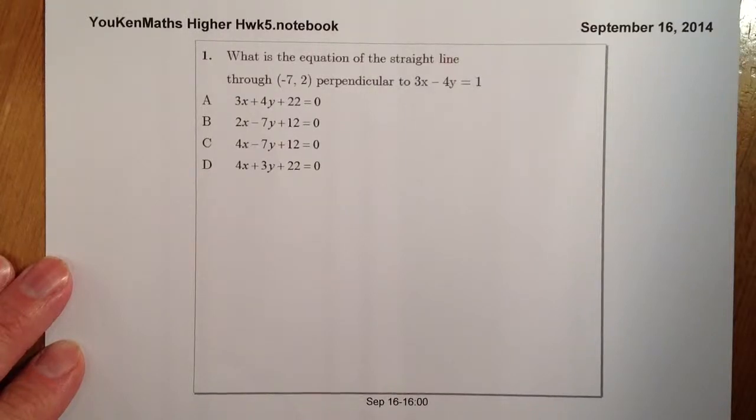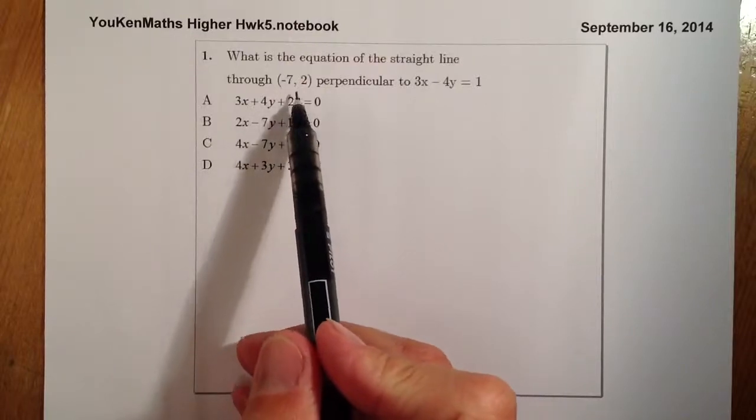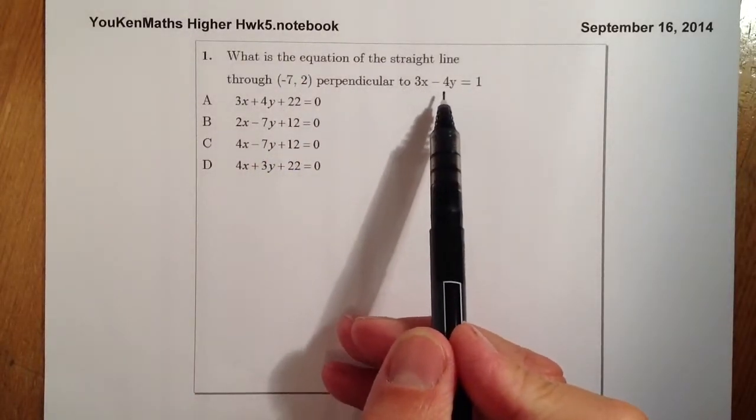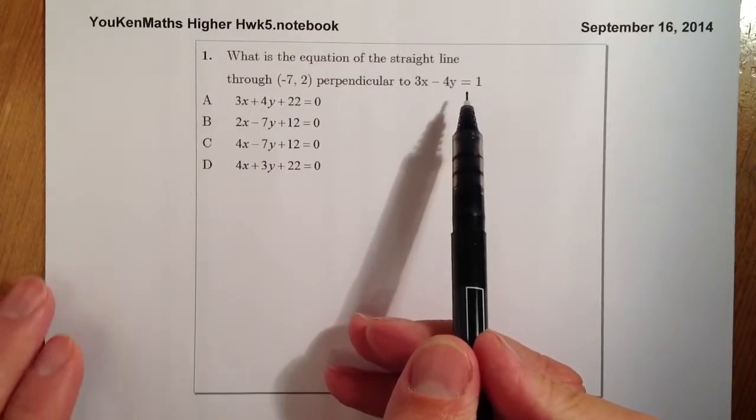This is Higher Homework 5. It's question 1. What is the equation of the straight line through (-7, 2), perpendicular to the line with the equation 3x - 4y = 1?